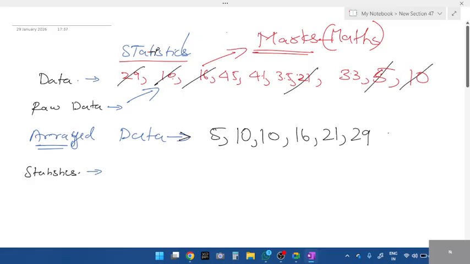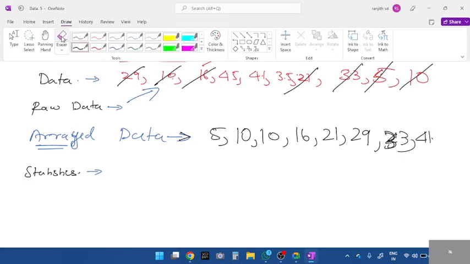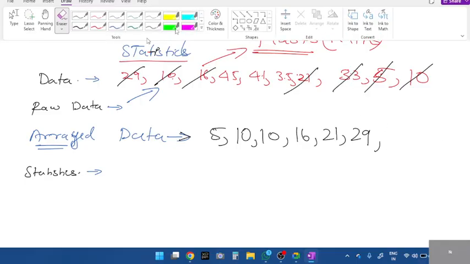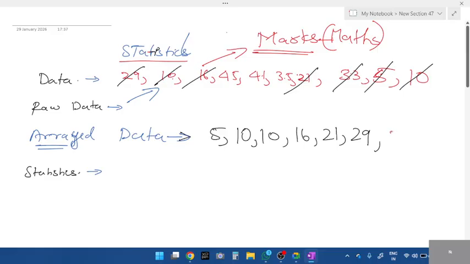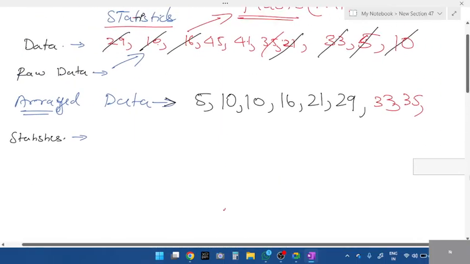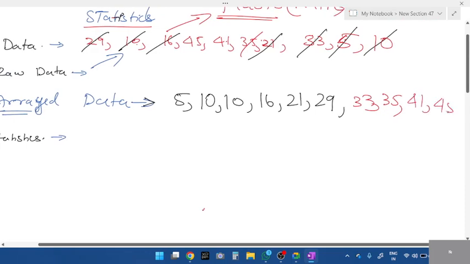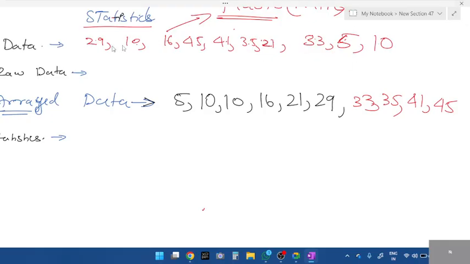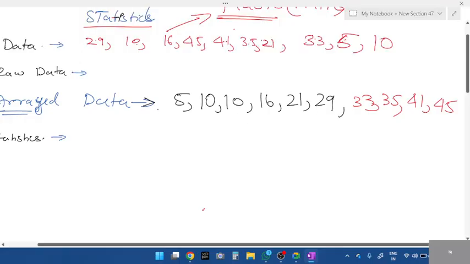Next, 33. After 33, what do we have, students? 35, right? 33, 35. Next, 41 and 45. Okay, this is ascending order, arranged from the raw data.